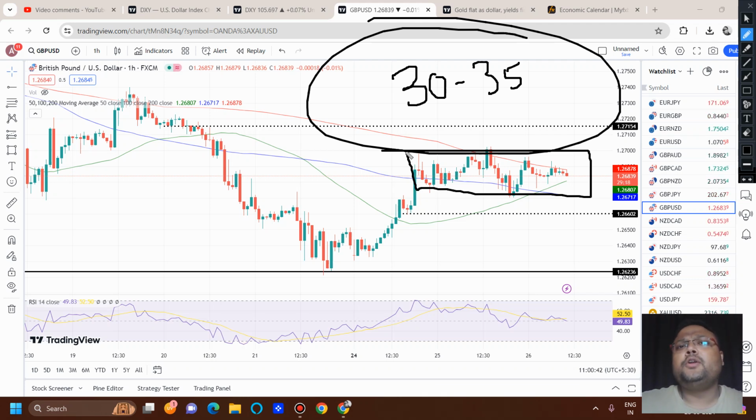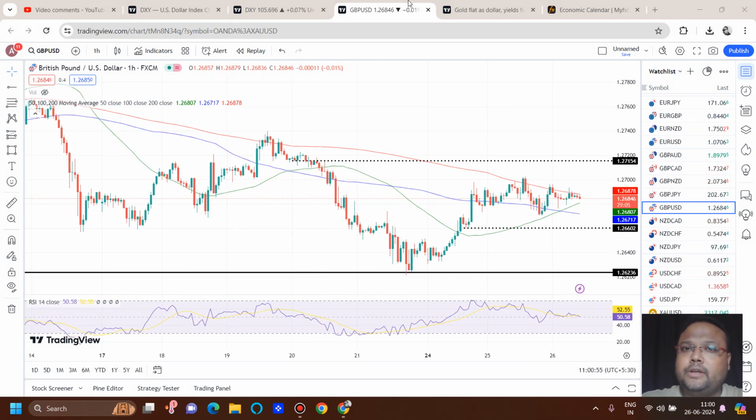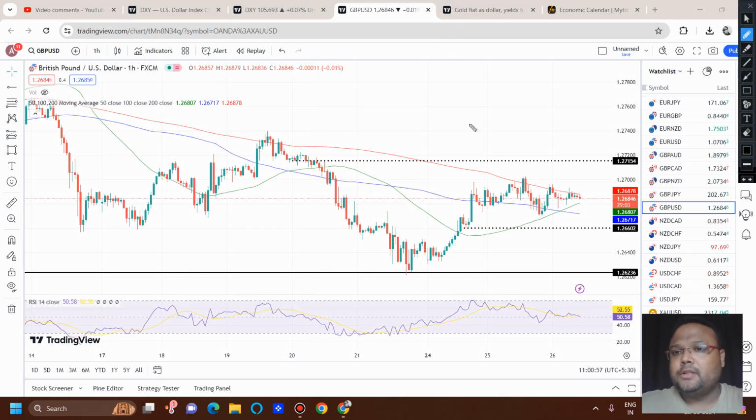So if you have any ongoing position on the cable, you can continue with it, because in this situation it's very difficult to tell in which direction the market is about to move. Just as we discussed on the chart of Euro USD, a similar picture here also. If GBP USD goes up from here, you can look for a sell around 1.2715.